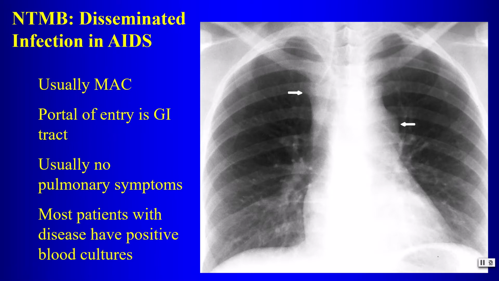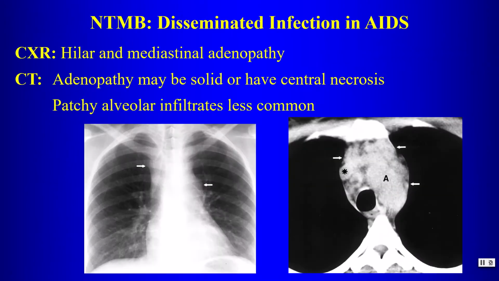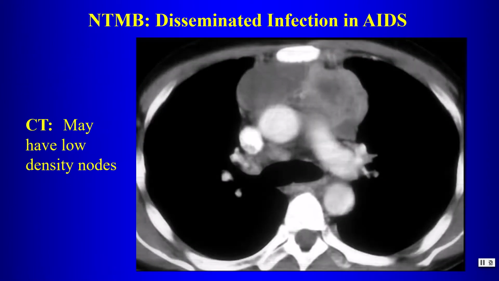It's usually MAC. The portal of entry is the GI tract. These patients can be relatively asymptomatic, although they will have positive blood cultures. So they can have paratracheal and hilar lymphadenopathy, mediastinal lymphadenopathy, as we see here on the CT. They usually don't get much in the way of parenchymal lung disease.